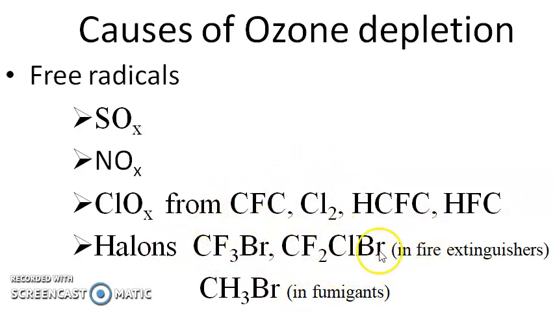Now these CFCs, halogens, etc. are present in fire extinguishers, fumigants, air conditioners, body sprays, etc. The oxides of sulfur and nitrogen come from vehicle, automobile exhaust, industrial chimneys, etc. So we have to be careful. These oxides of sulfur and nitrogen also come from burning of fossil fuels. This also causes smog. So we have to be careful for all these. We have to try to stop emitting all these chemicals into the atmosphere.